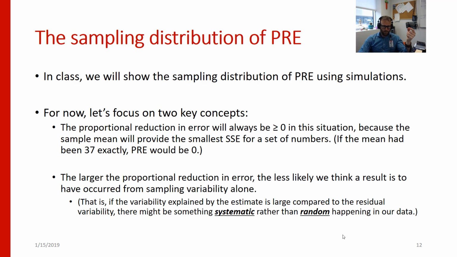Second, the larger the proportional reduction in error, the less likely we think the result is to have occurred by sampling variability alone. Let's say our sample mean was 40 degrees Celsius. That seems very unlikely to have arisen by chance. And actually, those people would be in a real bad fever state. They should go to the hospital.